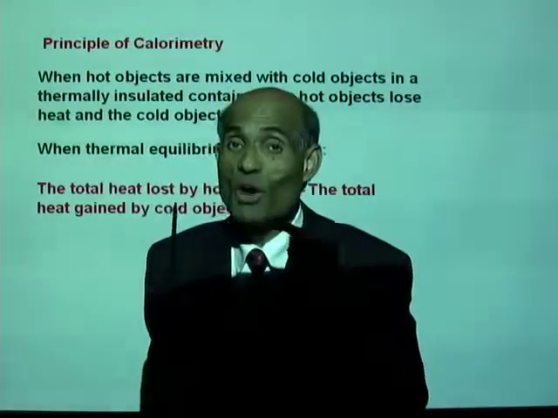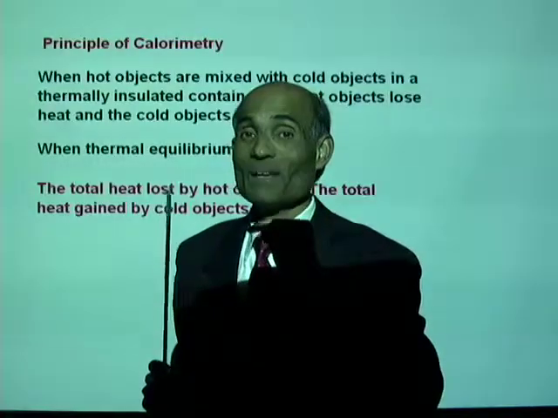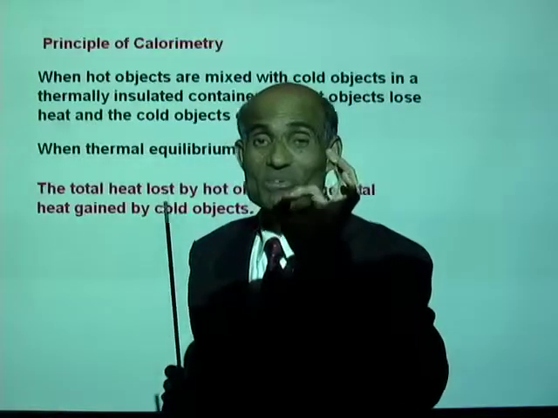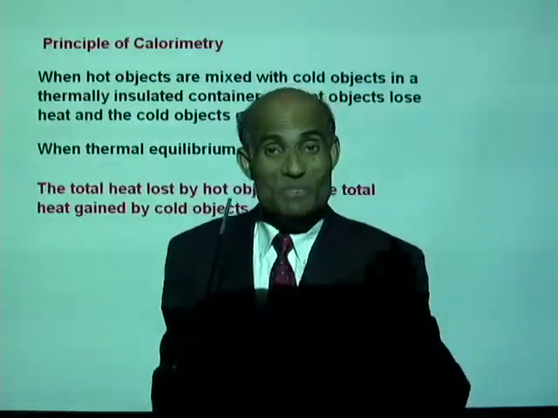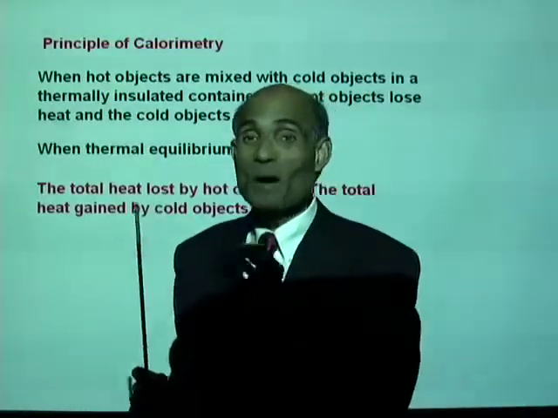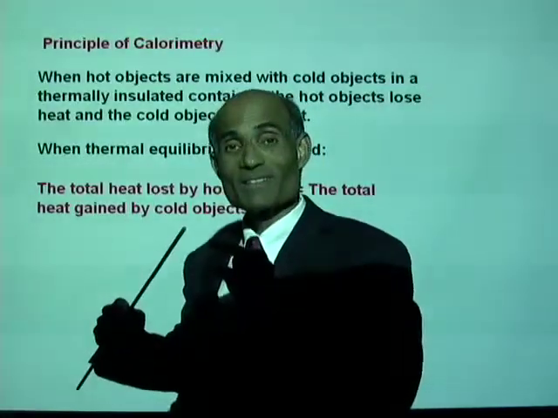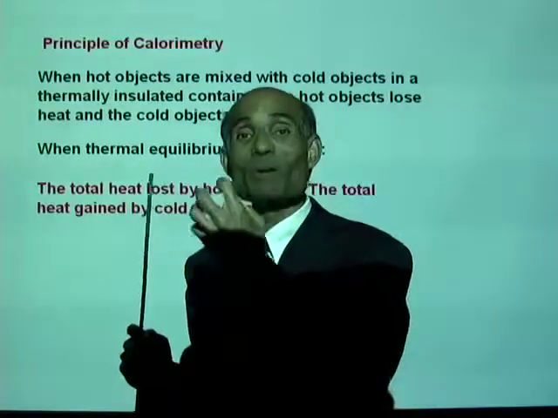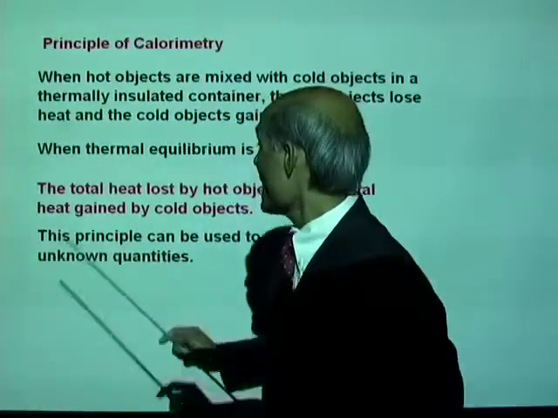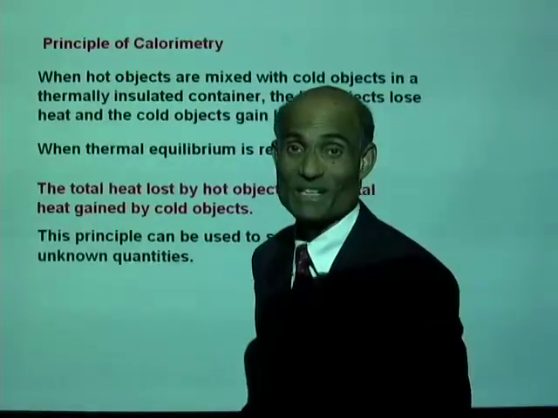As long as you know how to calculate the amount of heat lost or gained. The amount of heat lost or gained when there is a change in temperature is mass times specific heat times change in temperature. On the other hand, the amount of heat gained or lost during a change of state without a change in temperature will be mass times latent heat. All right. Now this principle can be used to solve for unknown quantities.